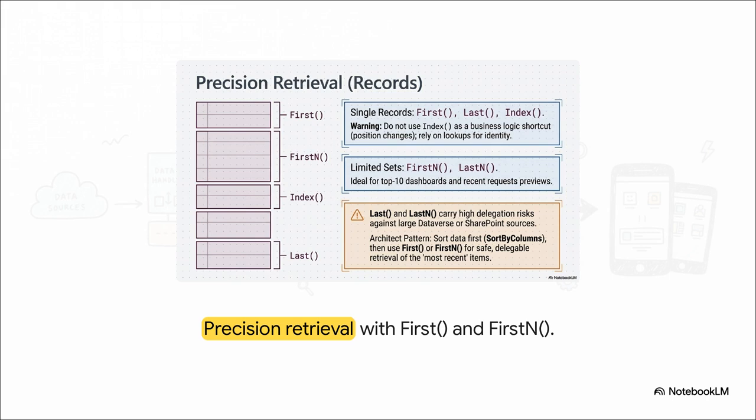The architect pattern here is to bypass Last entirely. Instead, sort your data first using SortByColumns in descending order, and then use First or FirstN to grab the safest, most recent items without breaking delegation.